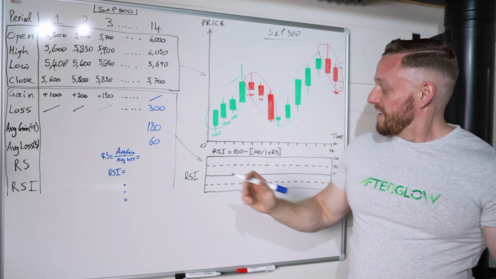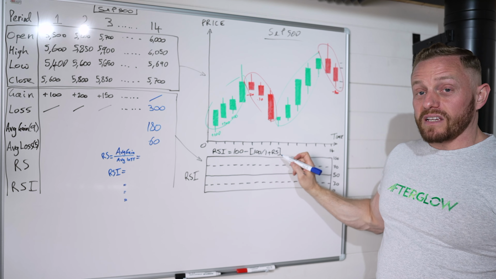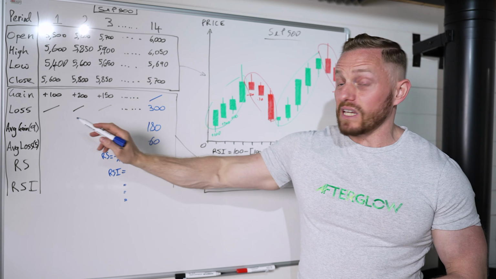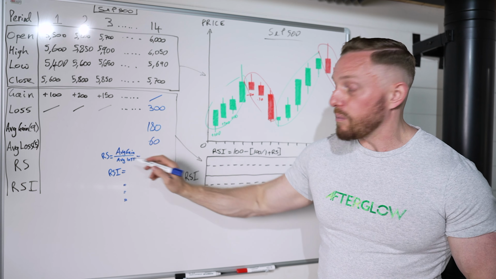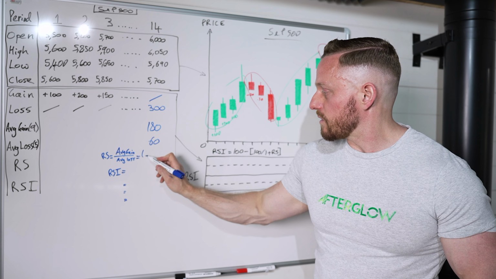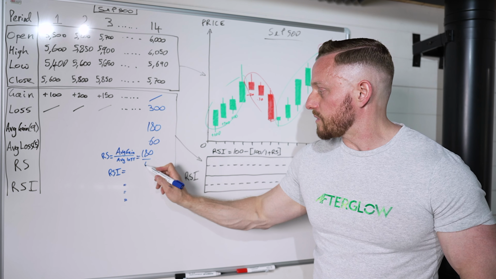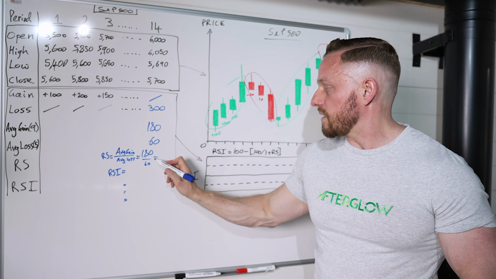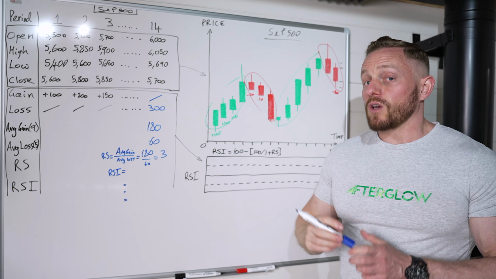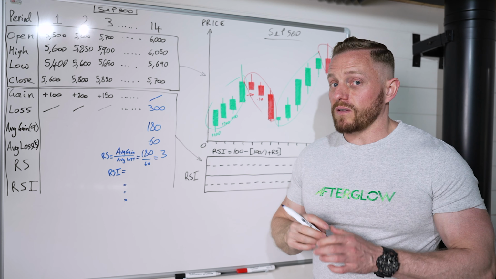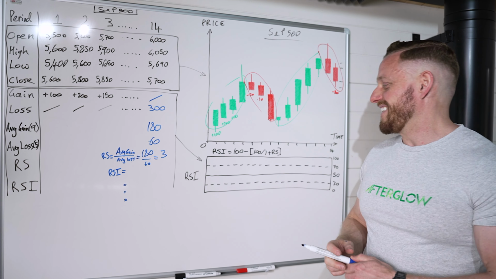Right. Now we want to calculate the relative strength, which is the average gains divided by the average losses. So we just apply that here. So 180 divided by 60, well, that equals 3. No coincidence, the numbers are easy to work out.